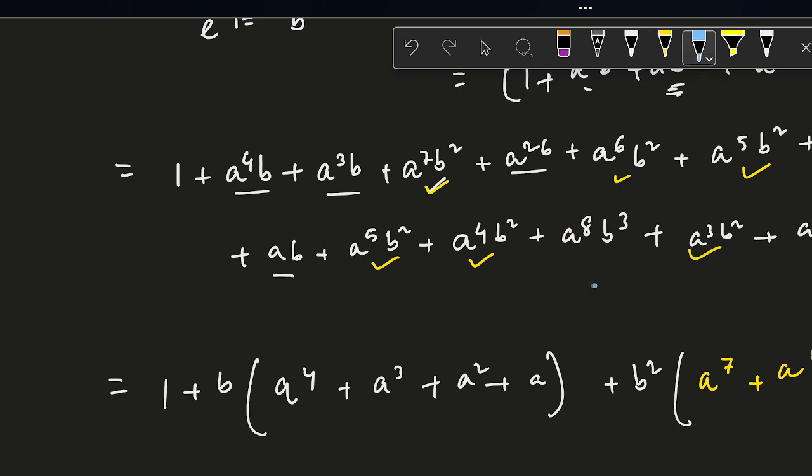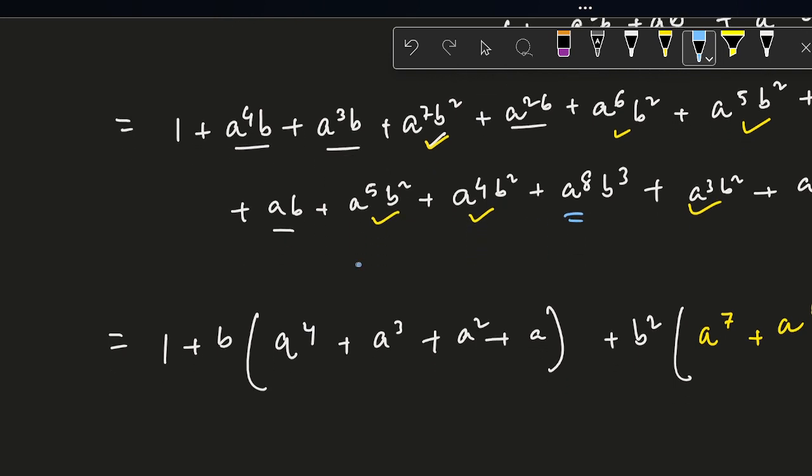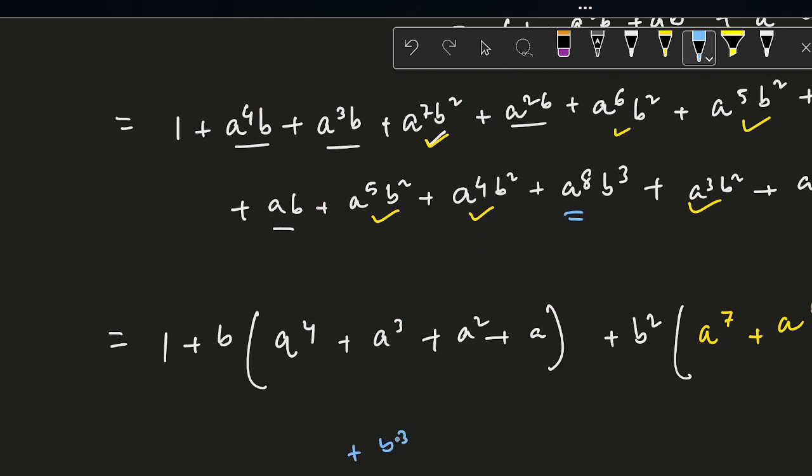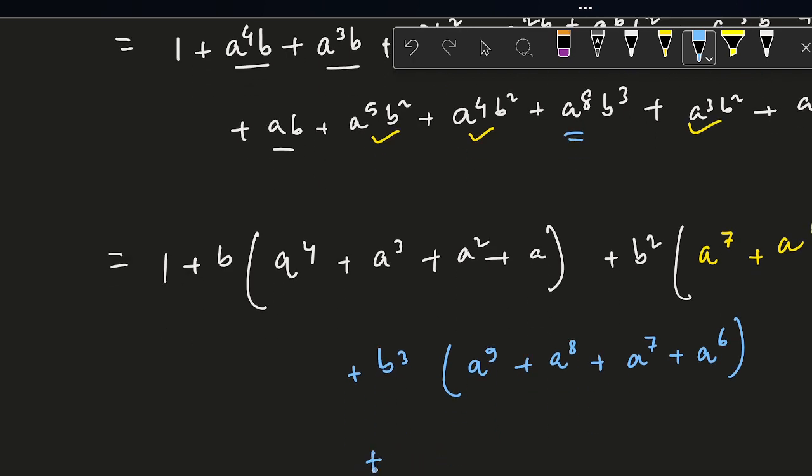Then you do the same thing for b cube. So again let me mark it by blue here so that there is no mix match. So this is b cube, b cube, b cube, b cube, 4 terms. So you see b cube has a to the power 9 plus a to the power 8 plus a to the power 7 plus a to the power 6. Okay. Now finally you have b to the power of 4.